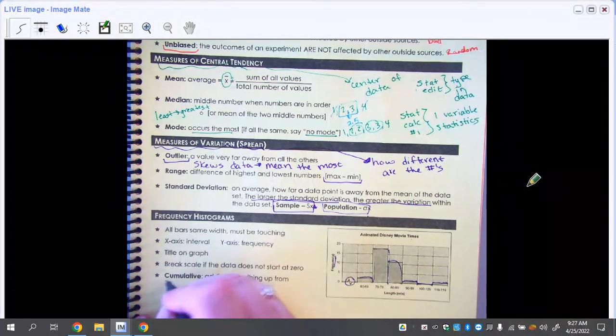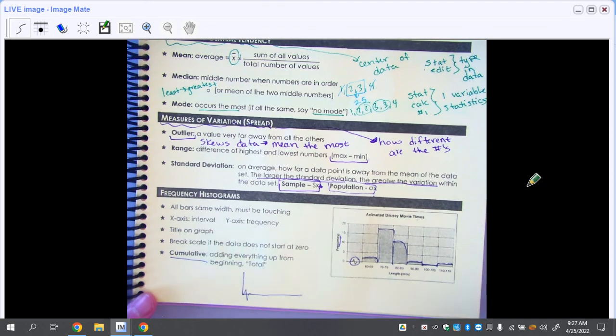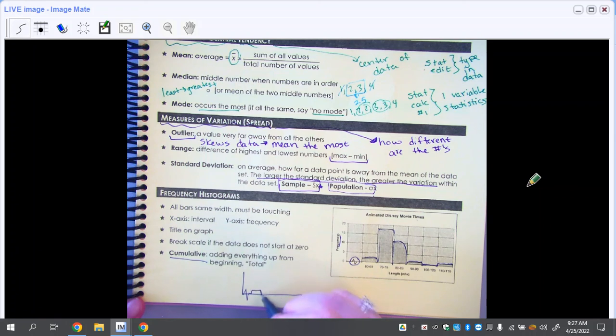If we had a cumulative frequency histogram, let me move this up a little bit so you can see my quick little sketch here. Cumulative means adding everything up from the beginning. Like we're very used to hearing of cumulative snowfall. We talk about cumulative snowfall all the time. So cumulative frequency means everything is getting added in since the beginning.